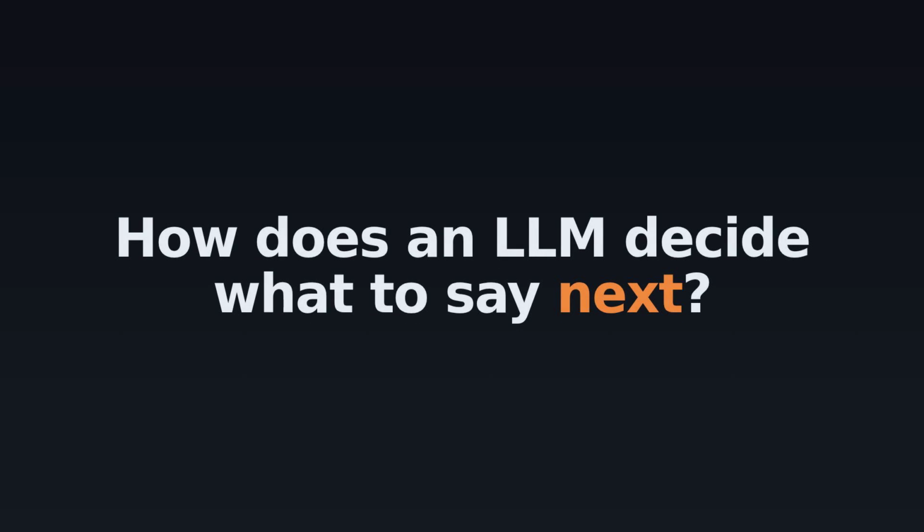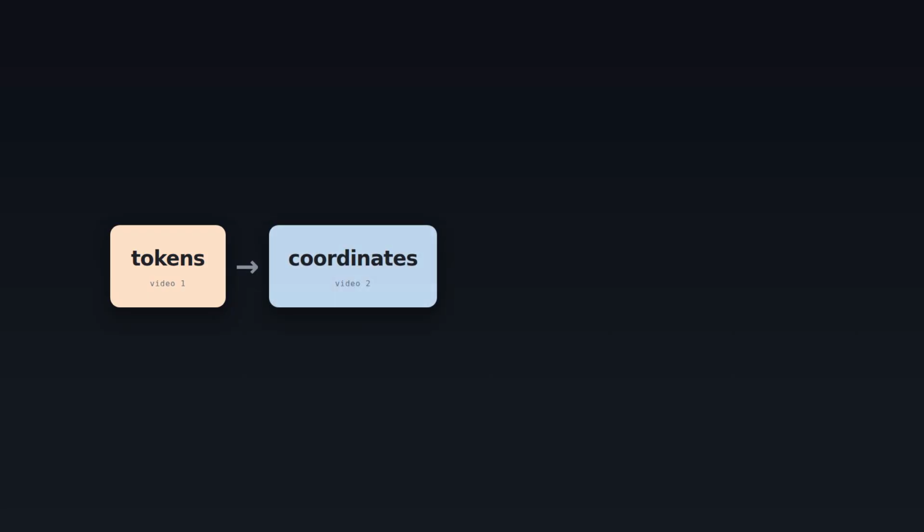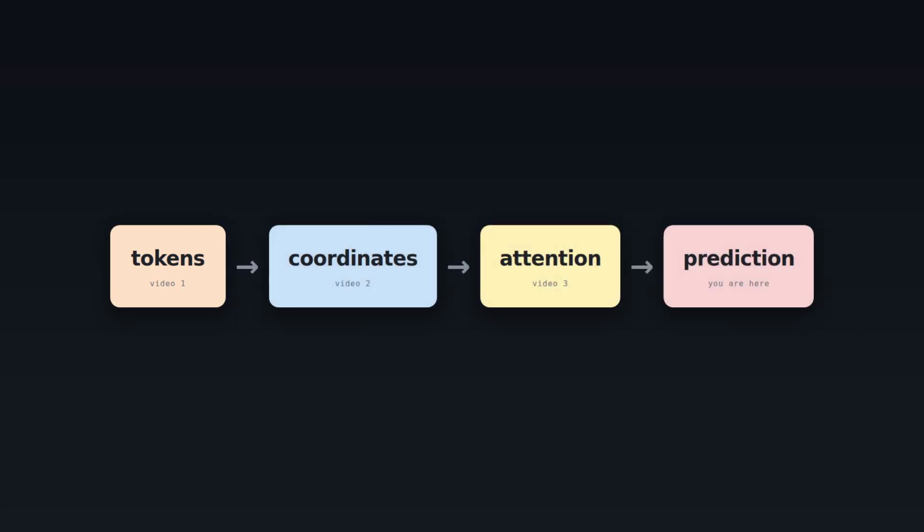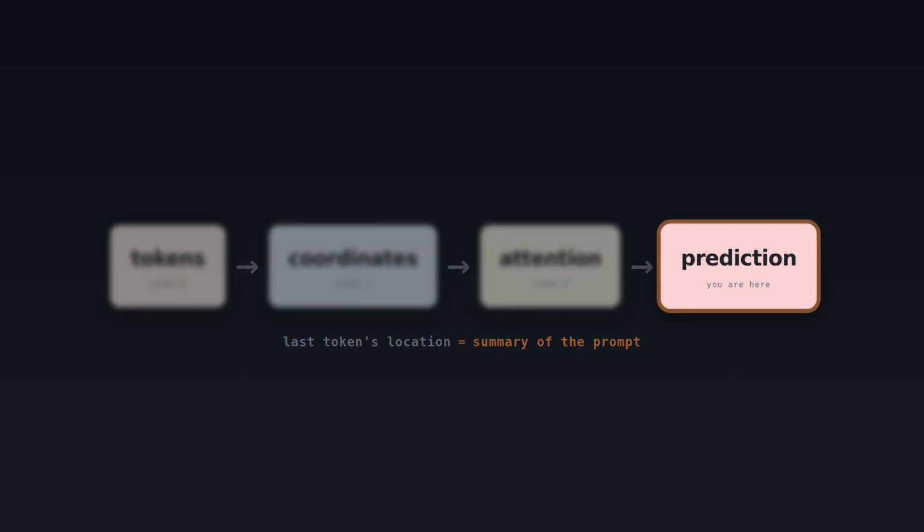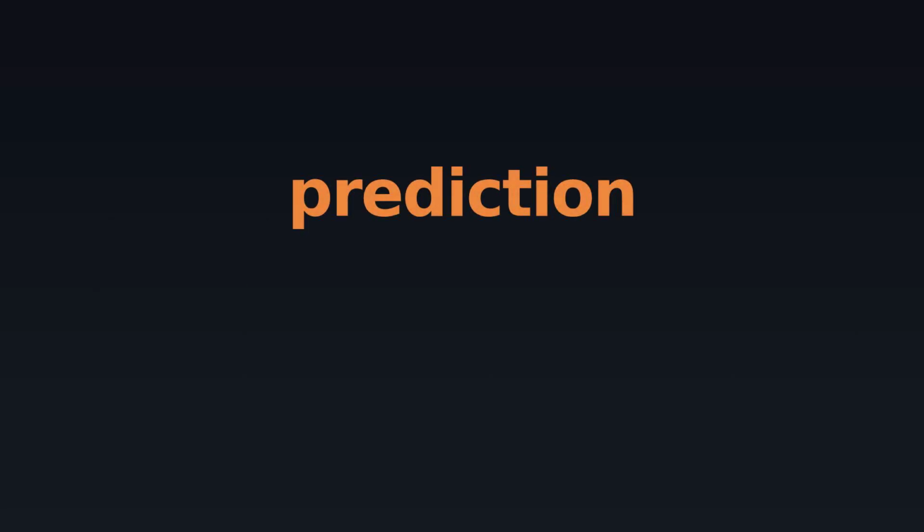How does an LLM decide what to say next? Last video, attention let each token focus on the tokens before it to find its right location. By the time we reach the last token, its location reflects the whole prompt. That's the summary the model uses to generate the next token. Prediction is the final step. The LLM uses the location of the last token to pick the next one.